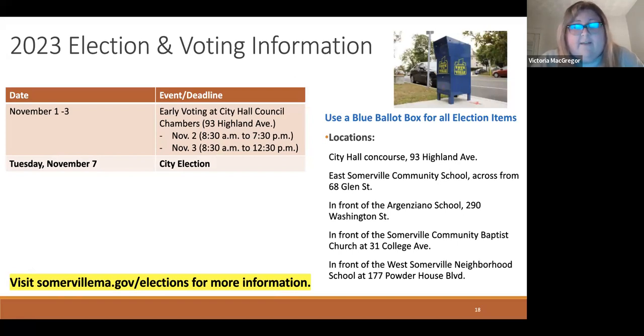First is a reminder that Somerville's municipal election is next week on Tuesday, November 7th. Early voting is underway at City Hall and can be done tonight until 7:30 and tomorrow, November 3rd, from 8:30 a.m. till 12:30 p.m. Blue ballot boxes have been placed around the city and are checked regularly. We welcome you to utilize these for items such as vote by mail ballots. All election information, whether it be your polling place or voting times, can be found at somervillema.gov/elections.